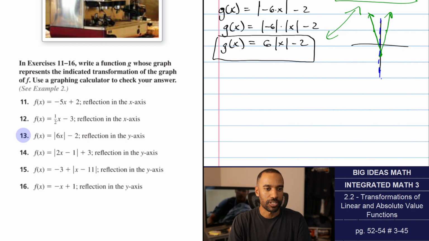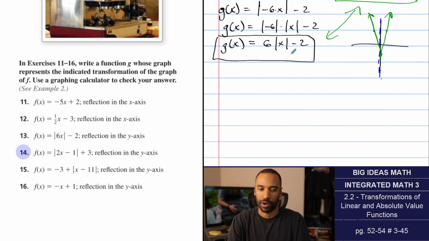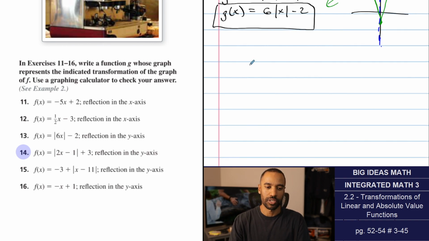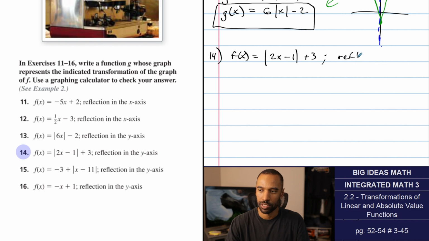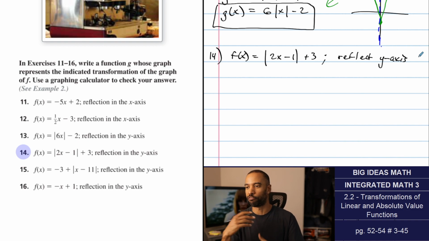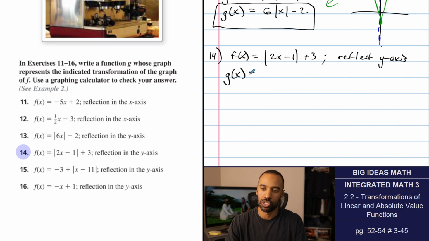All right, let's go to number 14. Good deep exploration, right? f of x equals, and I'm not going to graph this one, f of x equals absolute value of 2x minus 1 plus 3. Reflection in the y-axis. Once again, the question is, how much am I going to conflict with how the book would instruct something here? I'm going to be doing f of negative x like the previous one.